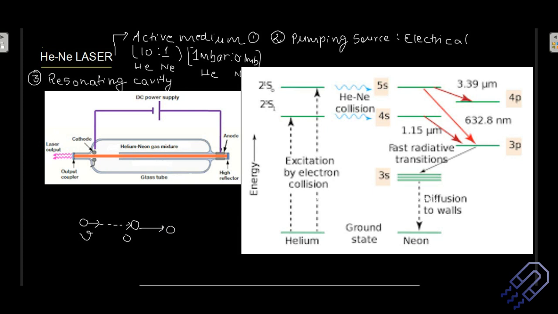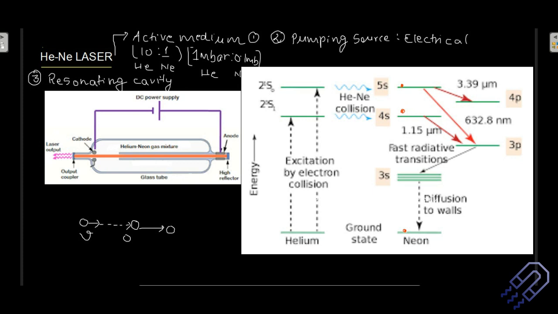Now here, if we actually want to excite the neon atom from this energy level to this energy level, you need this much energy, right? Or if you want to excite it to this energy level, you need this much energy. Very important.